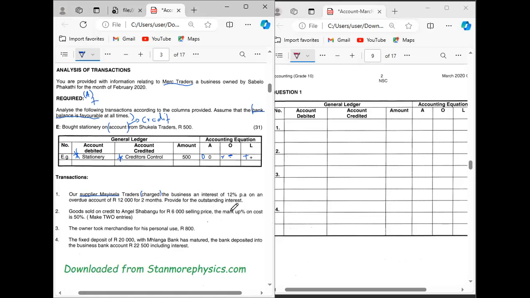Provide for outstanding interest, meaning that, guys, we can be charged interest because of late payments to our suppliers, who are known as our creditors, meaning we bought goods and services on credit and we did not pay on time.